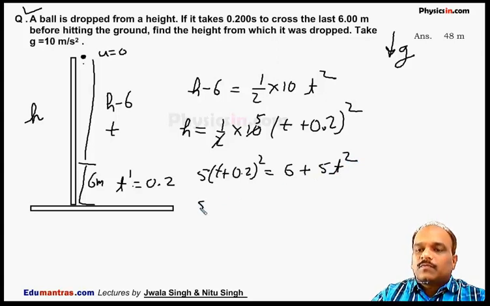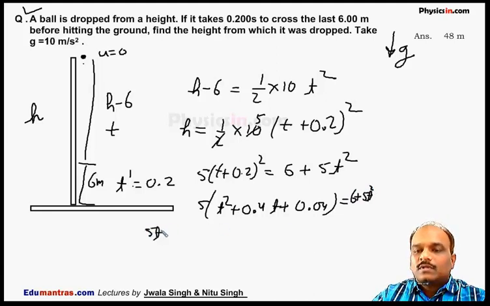Now from here, square this expression (t + 0.2). We get t square + 0.4t + 0.04, using (a + b) square = a square + 2ab + b square, and that is equal to 6 + 5t square. Now from here I can say 5t square, if I open this bracket, + 2t + 0.2 is equal to 6 + 5t square.